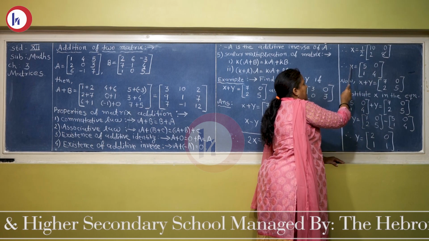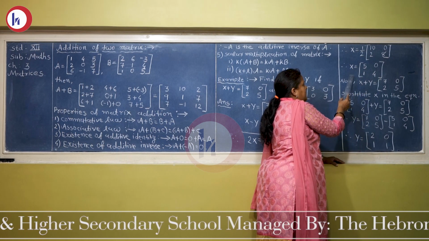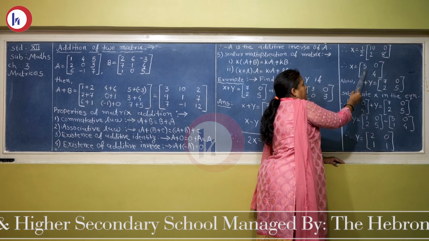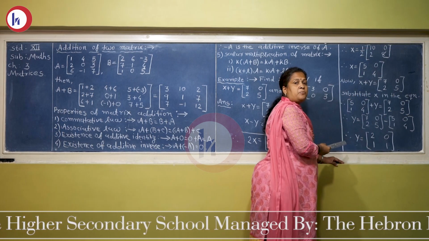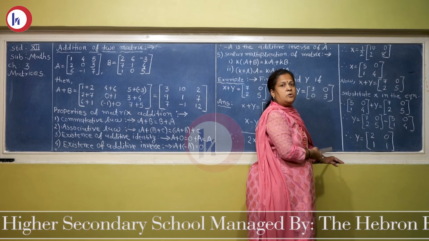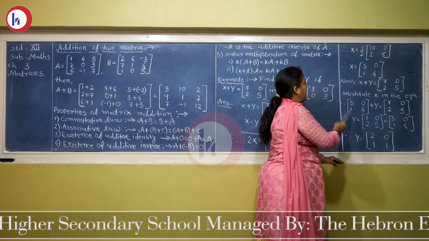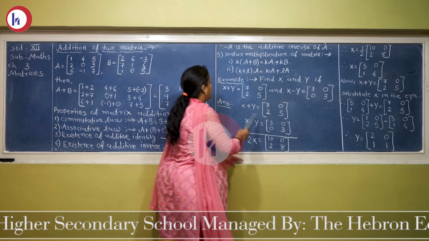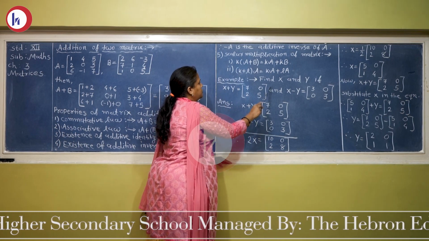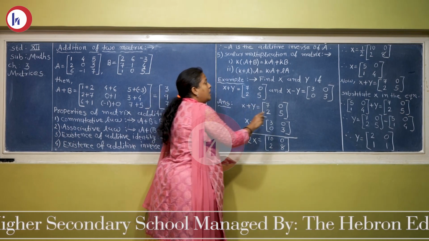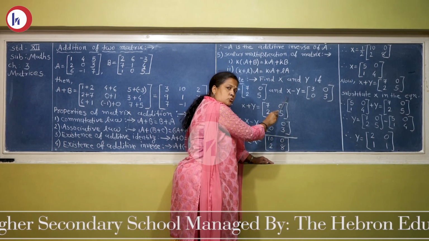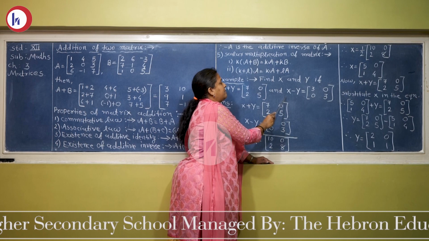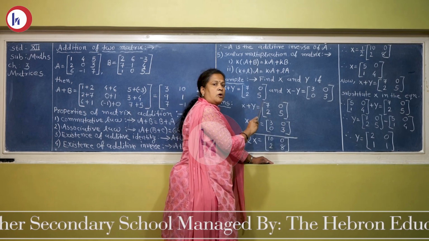So what is the answer of the matrix X? That is X equals [5, 0; 1, 4]. Now the left part, that is how to find out the value of Y matrix. For that we are using either equation number 1, that is X plus Y equals this one, or we can apply this equation X minus Y equals this one. In any one equation of these, substitute the value of X.